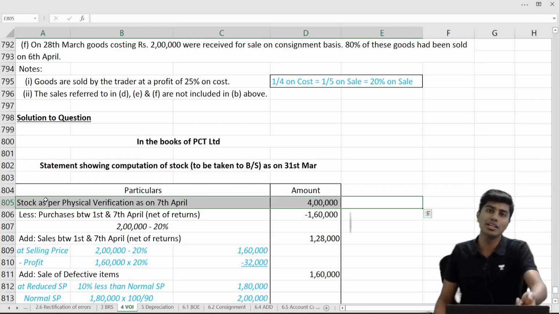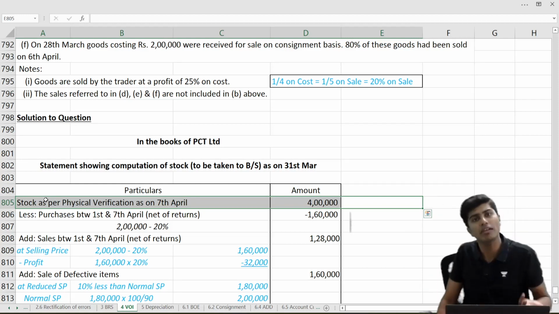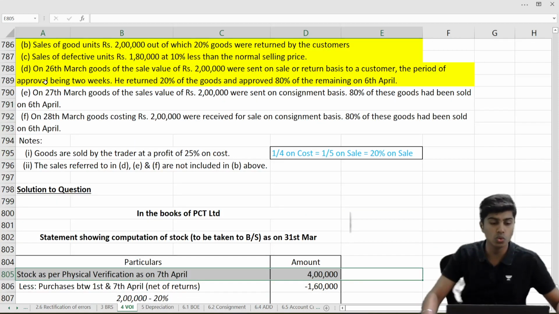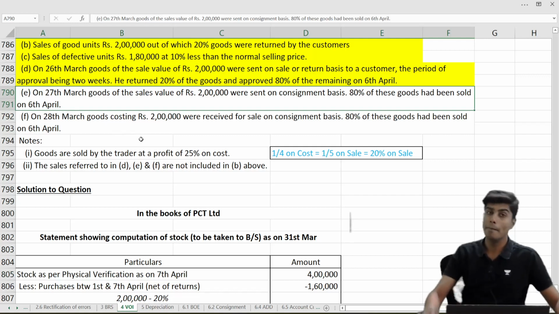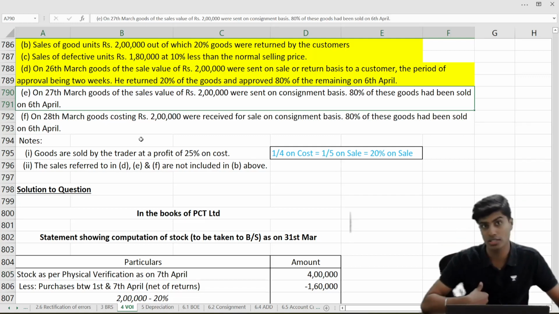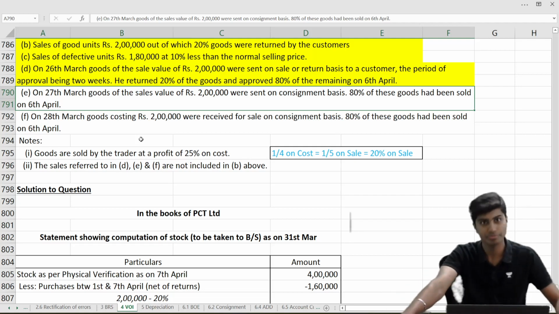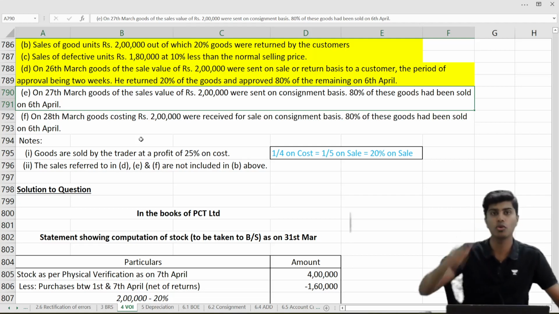The goods sent on consignment are with the consignee. I don't have the possession. So this 4 lakh doesn't include these goods which are sent on consignment. But this stock belongs to us. Because it belongs to us, it should be part of the inventory which I should write in my balance sheet asset side. But it is not there in the 4 lakh. So what do I do?